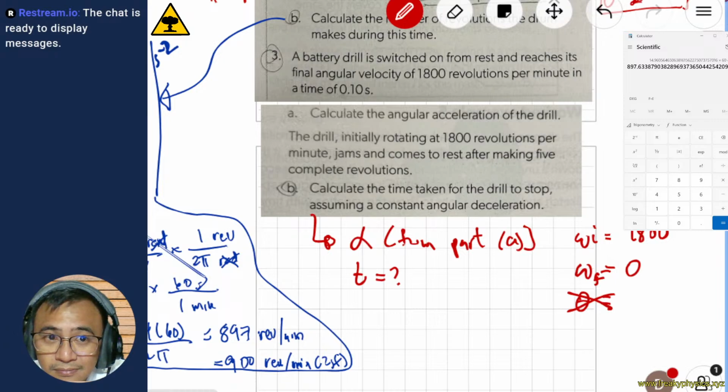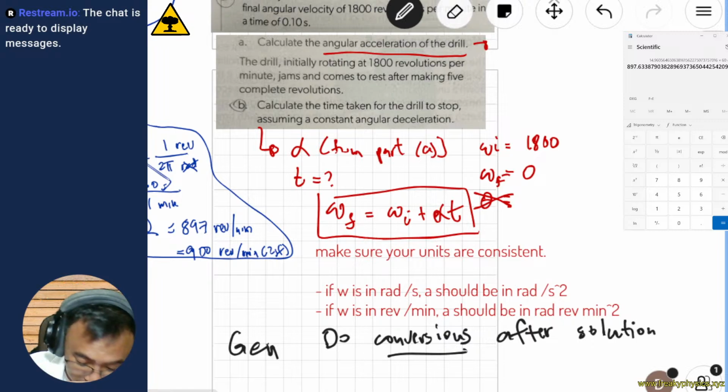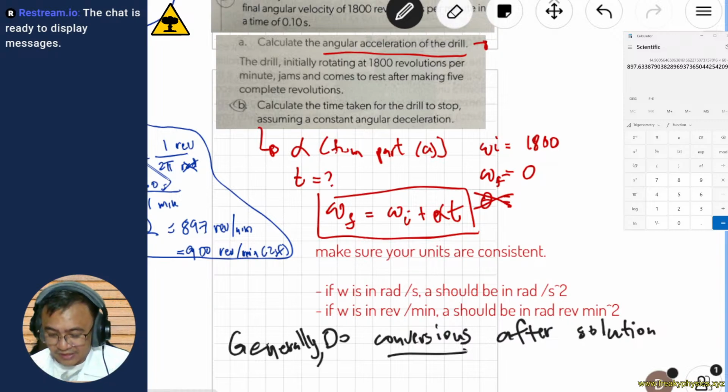Generally speaking, there are times when you do the solution first, before you do your conversions. Generally, do conversions after solutions. But you just play it by ear. See if you need to convert first.